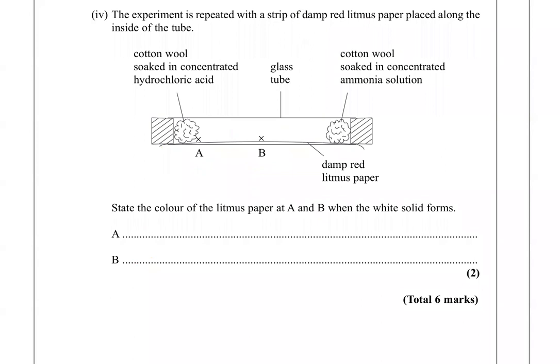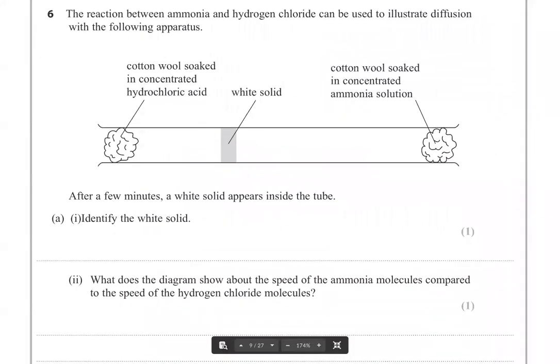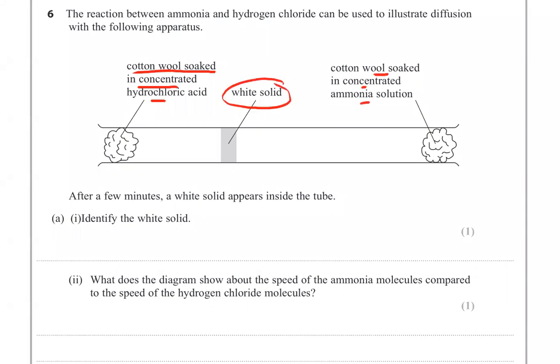Question number 6. The reaction between ammonia and hydrogen chloride can be used to illustrate diffusion with the following apparatus. وجايب لنا برضو التيوب glass tube، وفي cotton wool soaked in concentrated hydrochloric، وفي cotton wool soaked in ammonia solution concentrate ammonia، والوايت solid هنا. وهنا هو سايب التيوب open from both ends، مش حاطط rubber bungs. After a few minutes a white solid appears inside the tube.